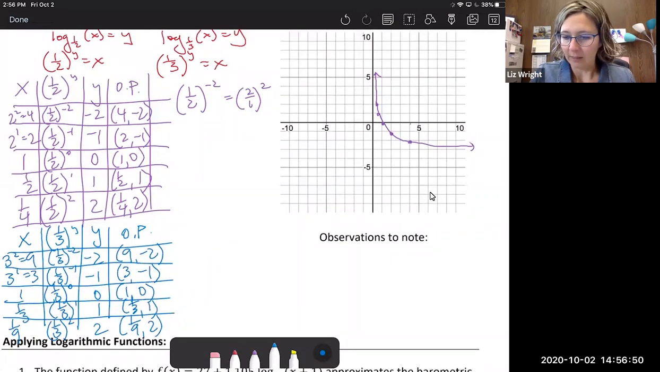So we've got (9, -2), which is going to be right here. Then we've got (3, -1). So 1, 2, 3, -1. Then we've got (1, 0). Then we've got (1/3, 1). And then we've got (1/9, 2). All right.